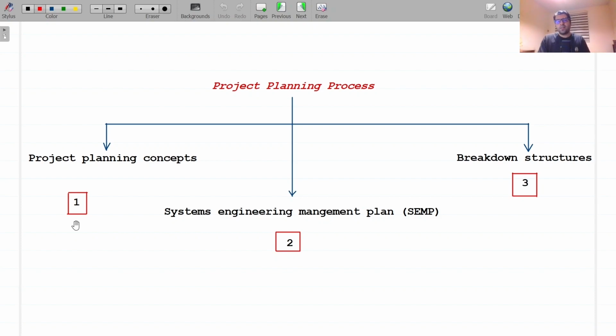Project planning concepts. Project planning estimates the project budget and schedule against which project progress will be assessed and controlled.